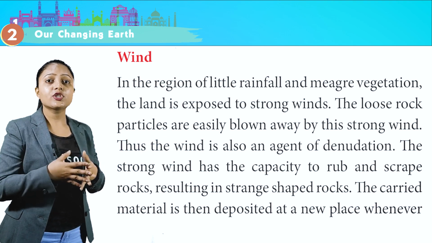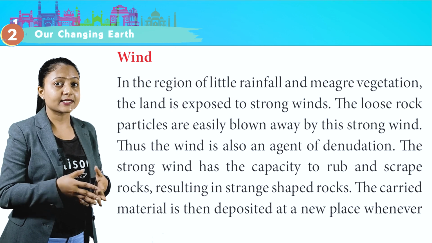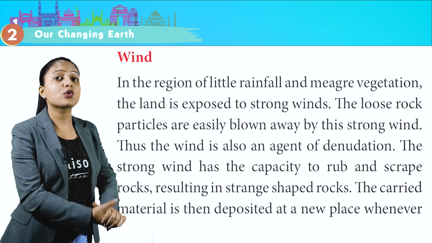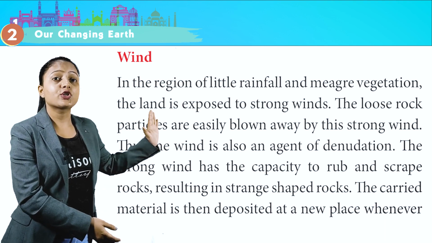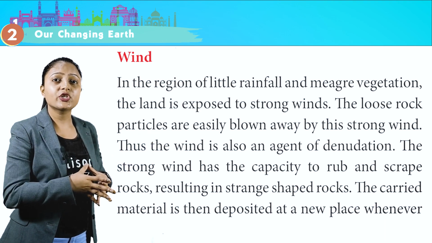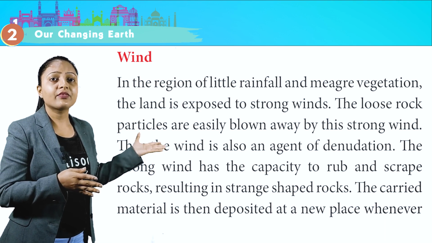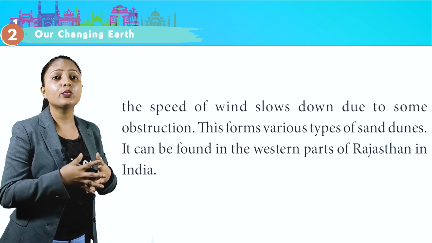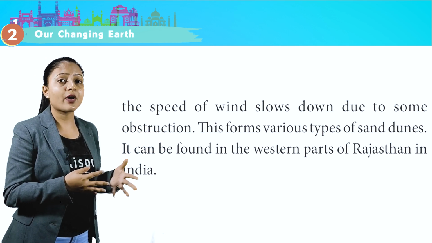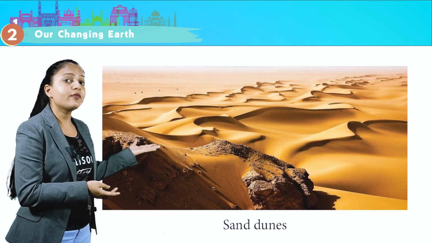Wind. In the region of little rainfall and meager vegetation, the land is exposed to strong winds. The loose rock particles are easily blown away by this strong wind, thus the wind is also an agent of denudation. The strong wind has the capacity to rub and scrape rocks, resulting in strange shaped rocks. The carried material is then deposited at a new place whenever the speed of wind slows down due to some obstruction. This forms various types of sand dunes. It can be found in the western parts of Rajasthan in India. This is the image of sand dunes.